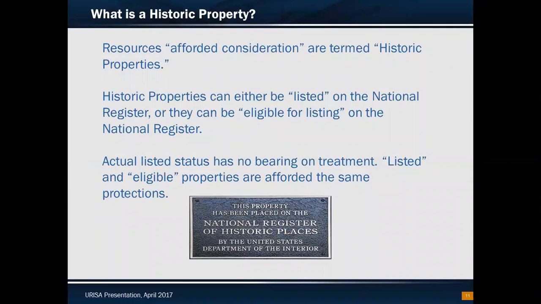So what is a historic property? Well, essentially, it's something that's afforded consideration under the National Historic Preservation Act. And importantly, those properties can either be listed on the National Register, you can go look them up ahead of time, or they can be eligible for listing, which is what basically drives the industry to locating and evaluating properties, whether they're eligible.